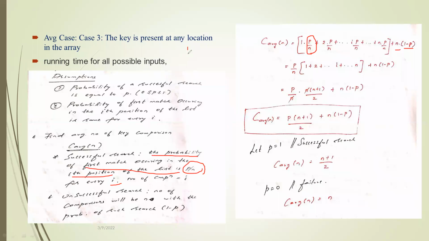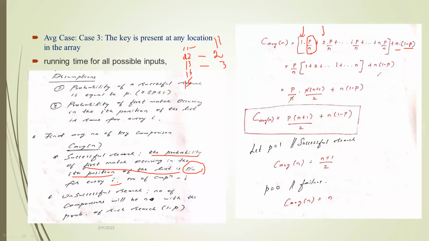So suppose the elements are 1, 2, 3, 4, 5, and I'm searching 1. The number of comparisons required is 1. Say for example, instead of 1, 2, 3, 4, 5, you can have 11, 12, 13, 14, 15, or you can have 11, 22, something else. If I search 11, the number of comparisons required is 1. If I search 22, it is 2. 13 means 3 and so on. So the number of comparisons required here is 1, 2, up to i like this.